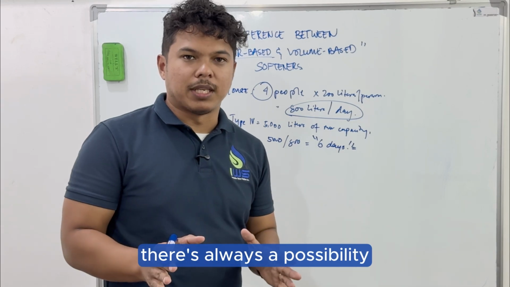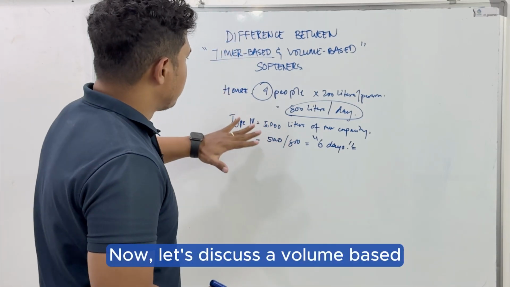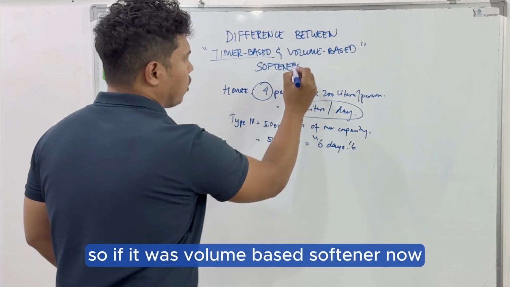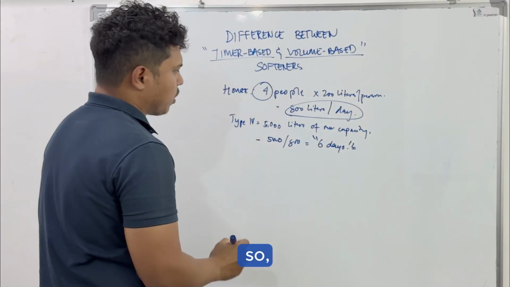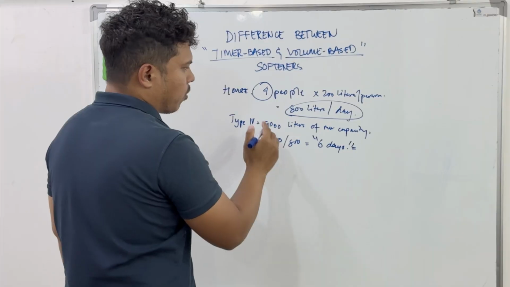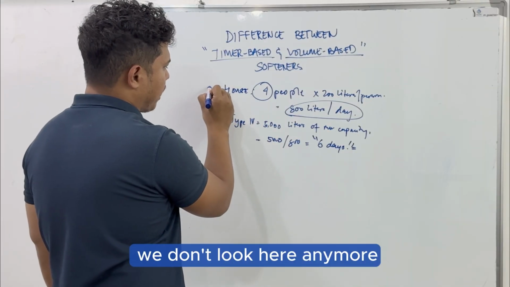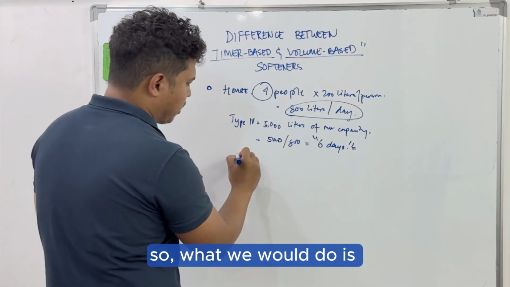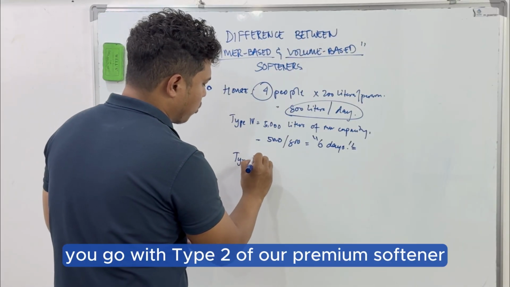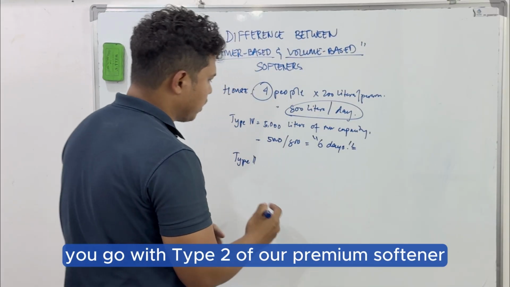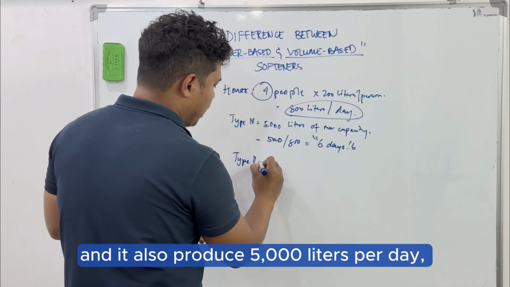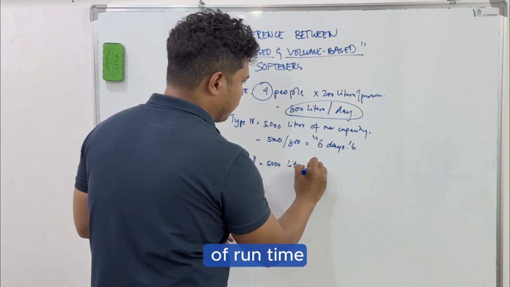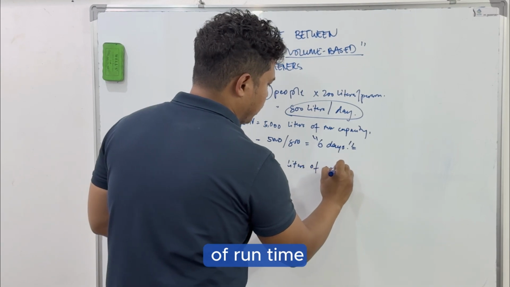There's always a possibility. Okay, now let's discuss a volume-based softener. So if it was a volume-based softener now, we don't look here anymore, honestly, not anymore. So what we would do is, say you go with type 2 of our premium softener, which is a volume-based softener, and it also produced 5,000 liters per day of run time.